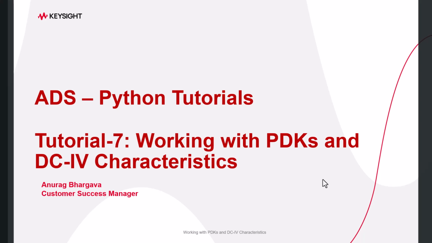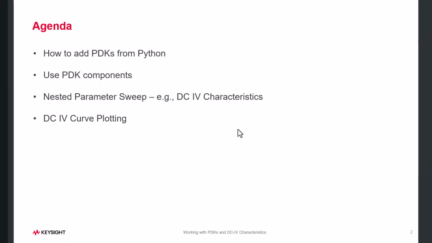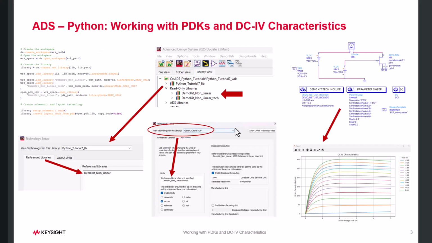This is tutorial 7 in which we will talk about how to work with PDKs and then use those components to perform DCIV characteristics. Here's the agenda for our current tutorial and we will go over each topic one by one. It is going to be a very interesting topic because so far we have been only looking at performing S-parameter simulation using the built-in library component.